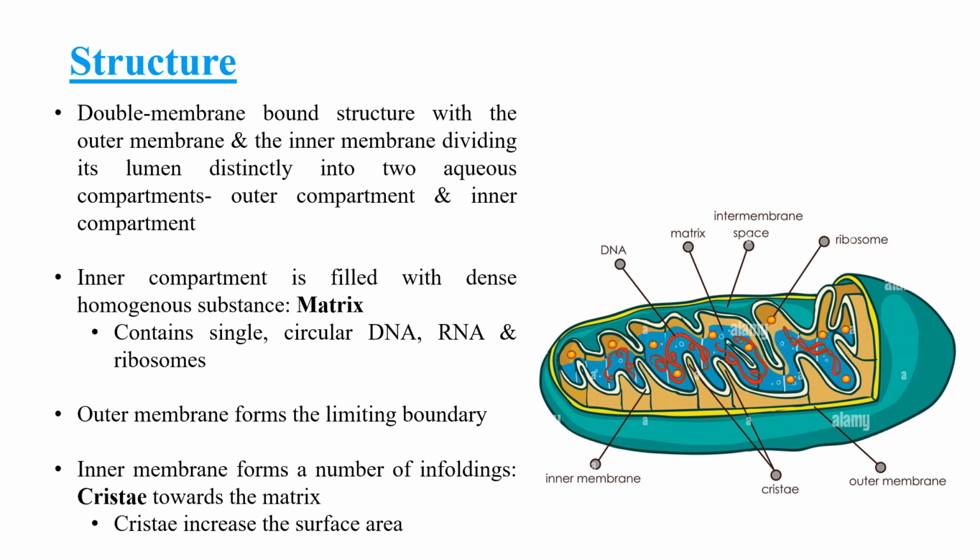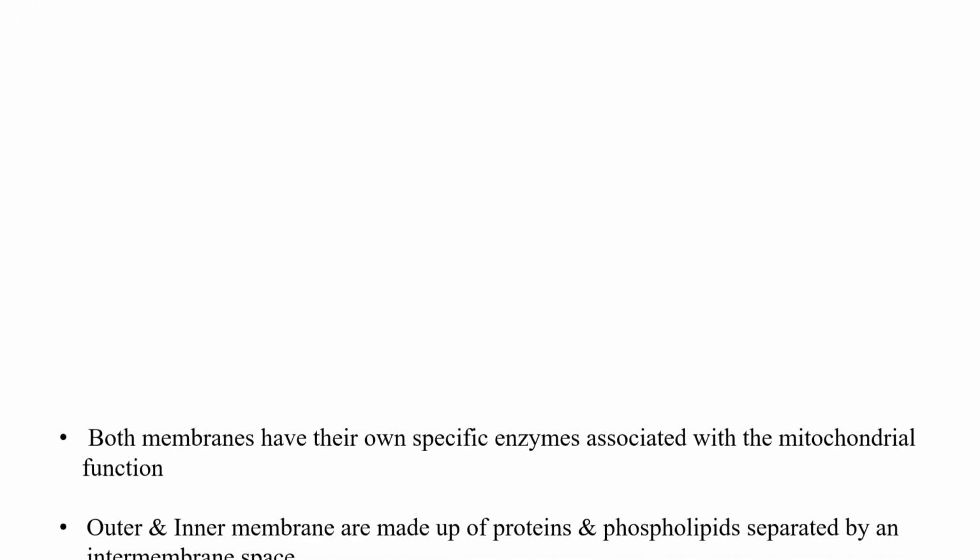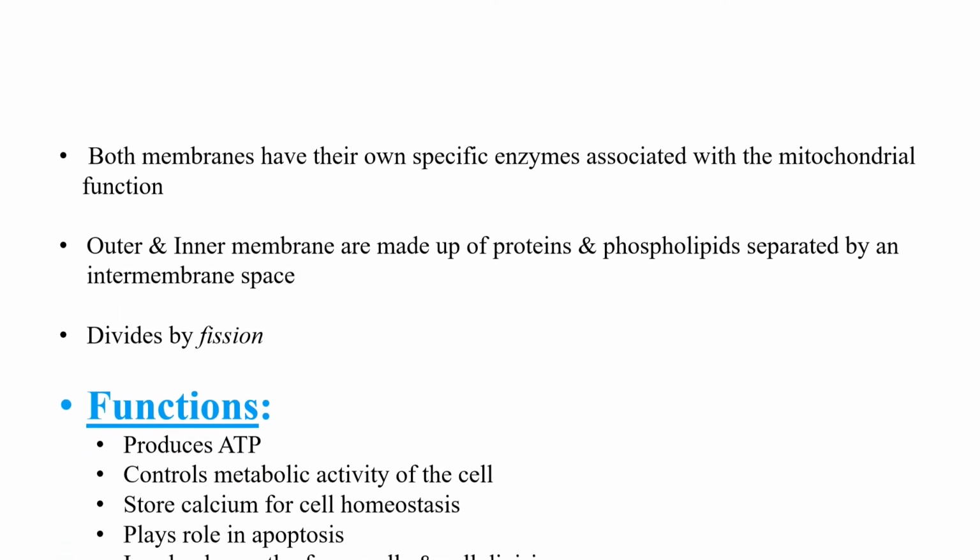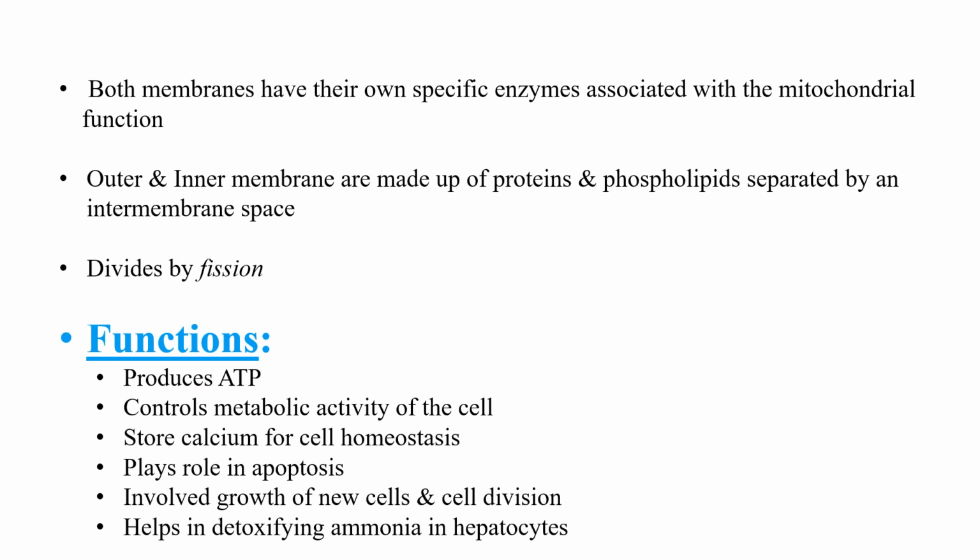The outer membrane of the mitochondria forms the limiting boundary of the organelle. The inner membrane forms multiple enfoldings, known as cristae, towards the matrix, and the cristae are responsible for increasing the surface area of the organelle. The two membranes, the outer and inner membrane, have their own specific enzymes which are associated with the mitochondrial functions. The outer and inner membrane are made up of proteins and phospholipids which are separated by an intermembrane space. The mitochondria divides by fission.